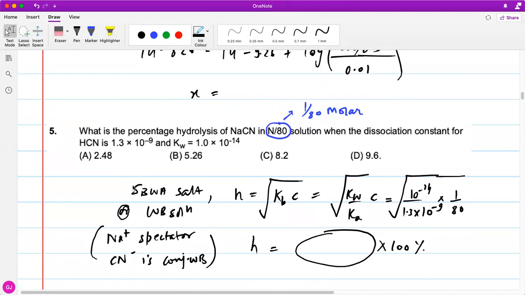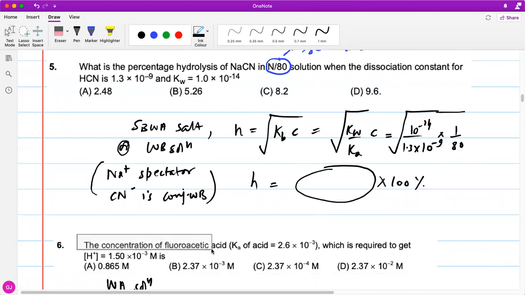Right. So the scenario that you have is strong base, weak acid, salt, or you can say a weak base. CN minus is a conjugate weak base. Right. So alpha, or you can say degree of hydrolysis, should be equal to under root of Kb upon C, but since Kb is not given, we can write it as Kw upon Ka of HCN. Right. So you are given Kw value, you are given Ka value, you are given the concentration, you substitute all of them and calculate the value of h.